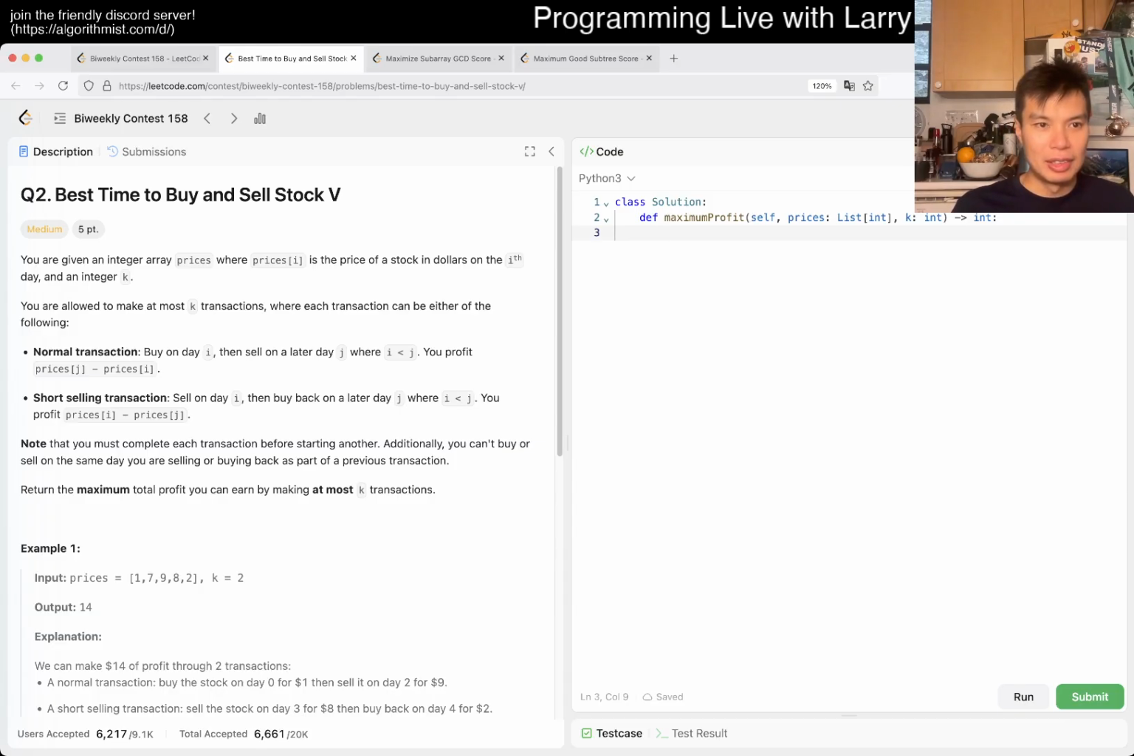Anyway, you're given an integer array prices, where prices of i is the price of the stock in dollars on the ith day, and an integer k, allowed to make at most k transactions. Okay, that's fine. What does k mean, though? Oh, you could make k transactions. Normal, sell on a later day. Okay, short sell. Oh, huh. Okay. You must complete. Okay, return.